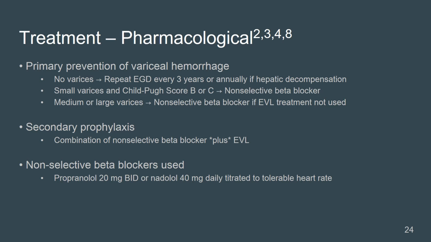Next, I'm going to move on to some pharmacological therapies. So for primary prevention of variceal hemorrhages, if there's no varices, we're going to repeat EGD every 3 years, or annually if hepatic decompensation. If there's small varices with Child-Pugh scores B and C, we're going to do a non-selective beta blocker. And then if there's medium or large varices, we're going to do a non-selective beta blocker if EVL treatment is not used. Secondary prophylaxis, we're going to do a combination of non-selective beta blocker plus EVL. And then the non-selective beta blocker we use is propranolol.